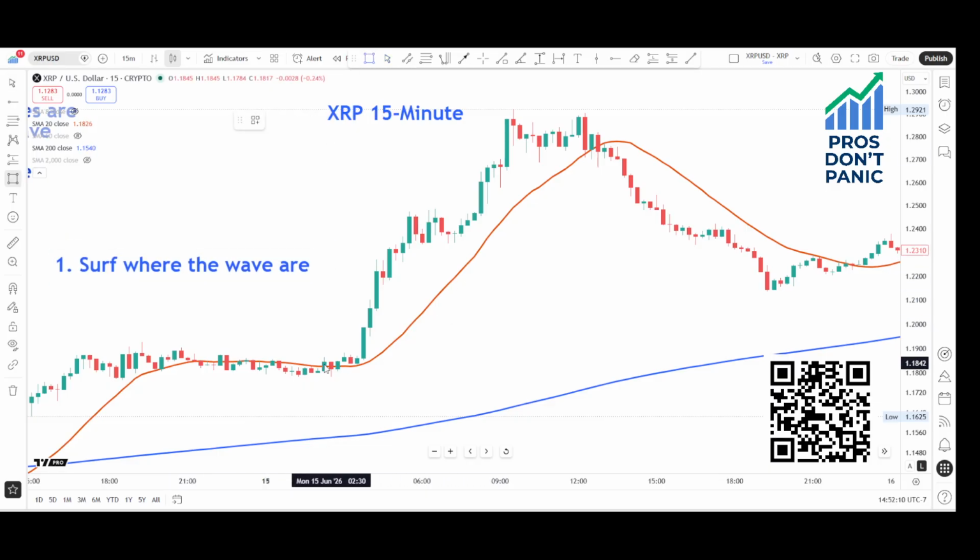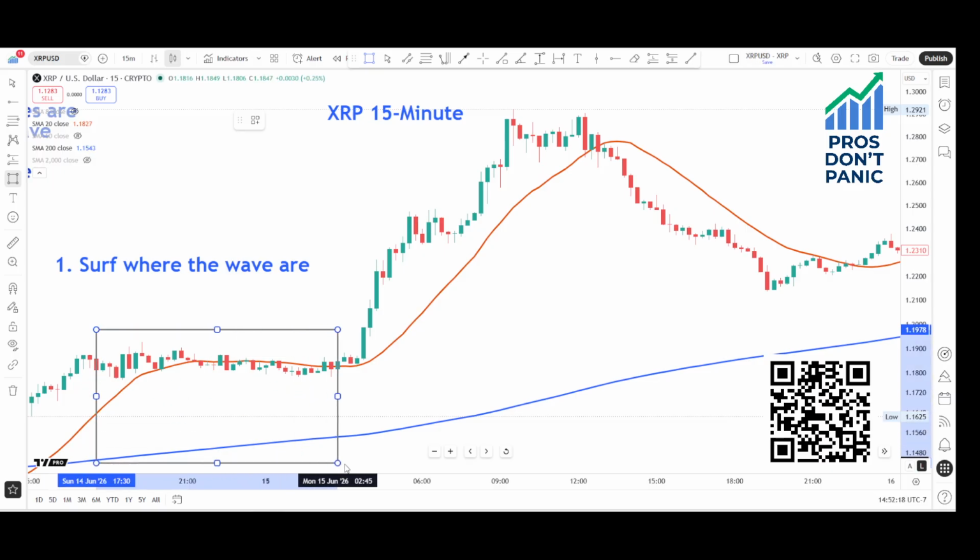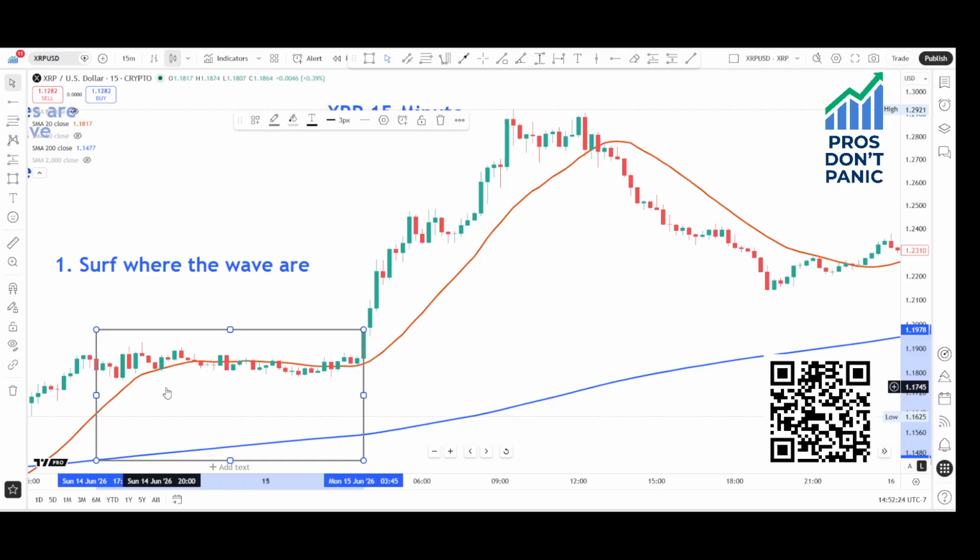This is the 20 period moving average. This is the 200 period moving average. There's only a couple places that the waves are going to break out of that. And we want to find a place where these two moving averages are relatively parallel to each other. It's nice when they come together and they touch, but in this case, they're relatively parallel.